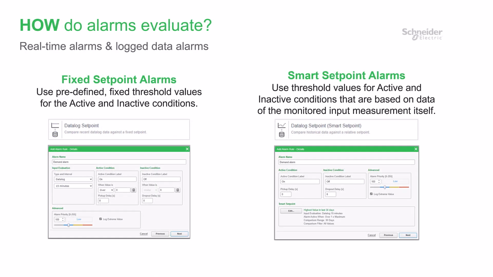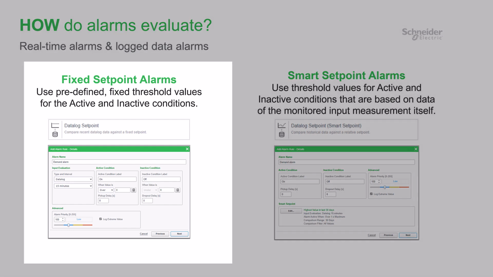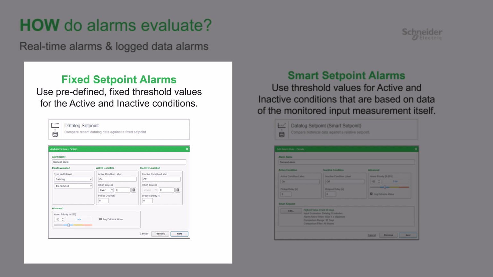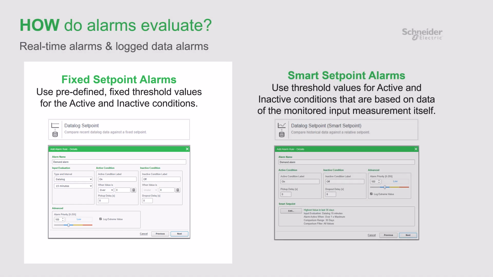The last classification type is based on how the alarm definition evaluates the measurements. Most common alarms are based on a fixed set point. They use a predefined fixed value of the threshold to trigger active or inactive condition. Such alarm definitions are very useful to monitor whether a measurement does not exceed a well-known expected value, for example, the subscribed power for demand monitoring or nominal power for transformer load monitoring.